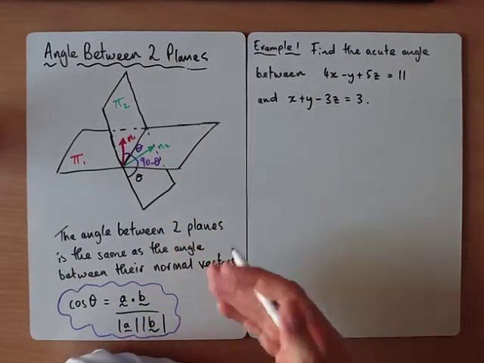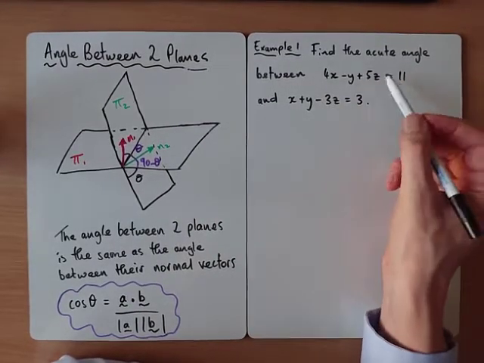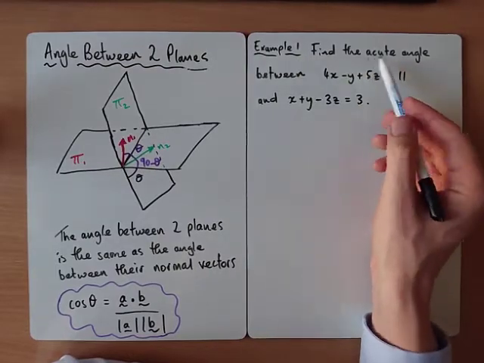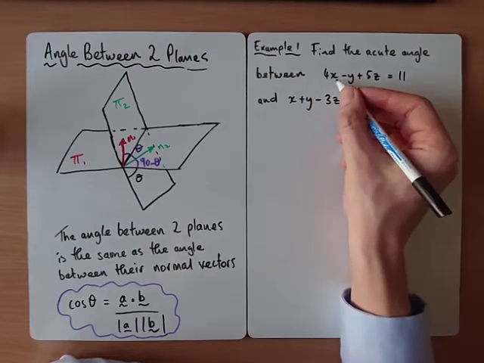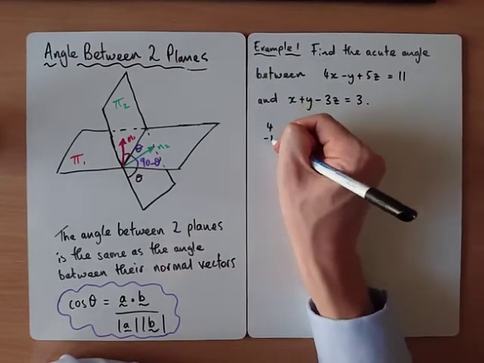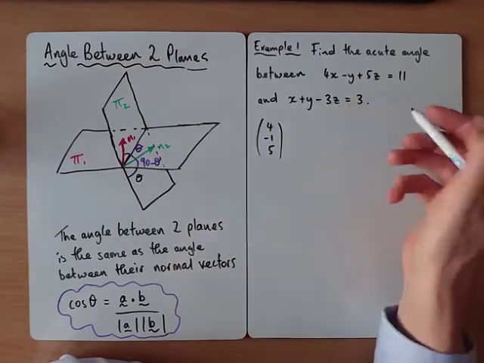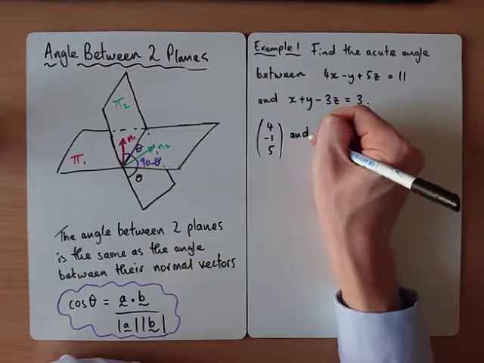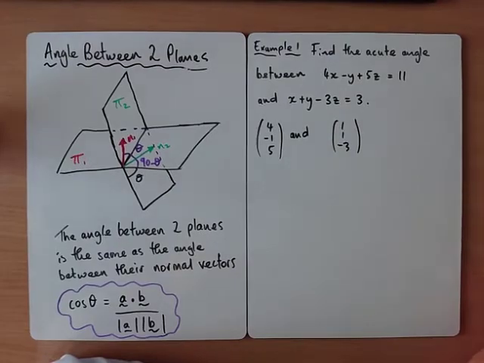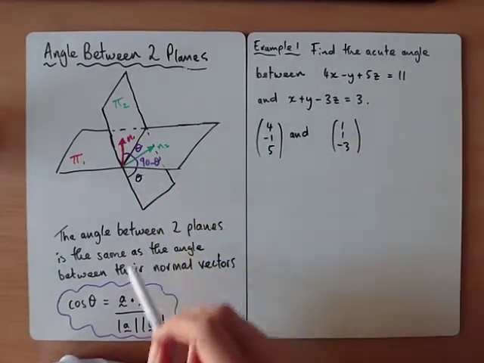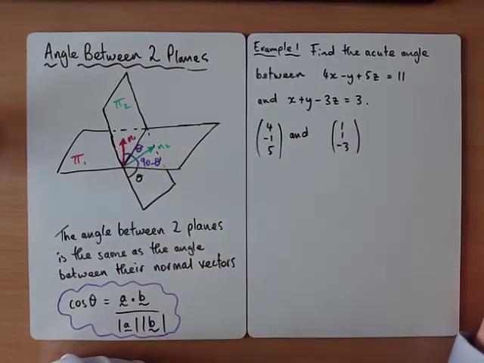Okay, so once we know that, we can relatively quickly find the angle between the two planes, especially if it's given in this form. If you look at example 1, it says find the acute angle between these two planes. So if this plane is written like this, I know that the normal vector to that plane would be (4, -1, 5). And I know the normal vector to this plane would be (1, 1, -3). So the problem really breaks down to find the angle between these two vectors, because these two vectors represent the two normal vectors for the two planes.